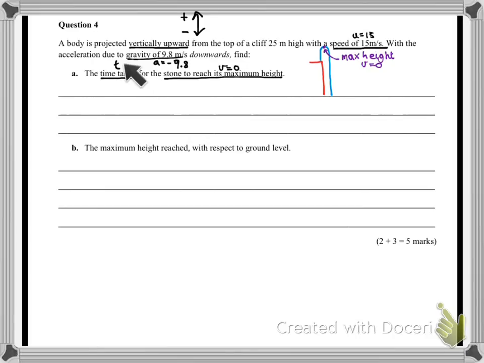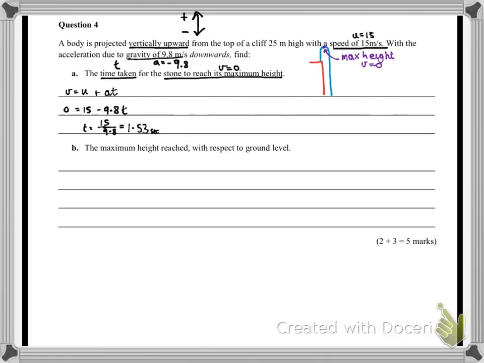Okay, so let's work out the time when the final velocity is 0. So we've got a, acceleration, we've got v equals 0, and we've got u is equal to 15. Okay, we've got to work out time. So what's the best formula that uses those parameters? That's this one, v equals u plus at. So we substitute our values and we solve for time. There it is, and we get 1.53 seconds.